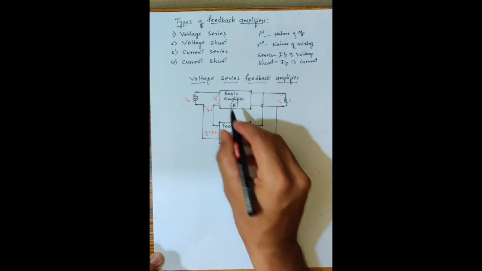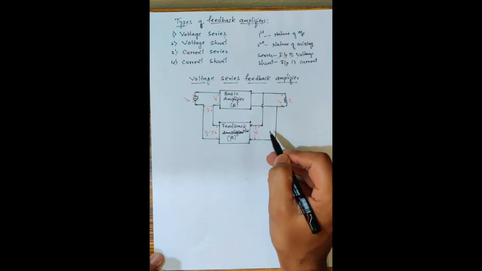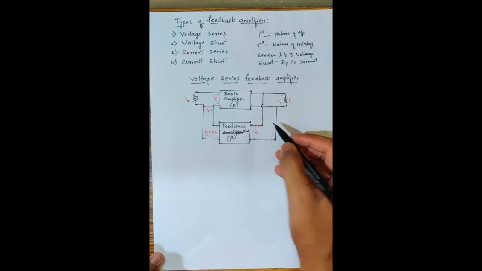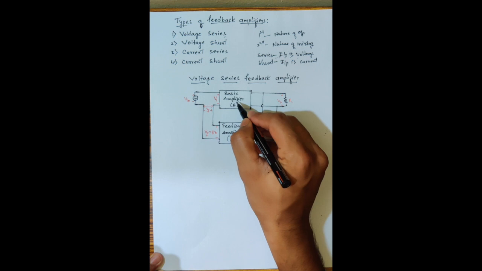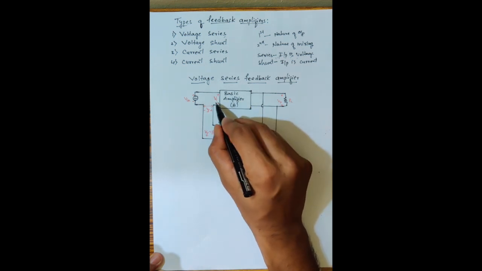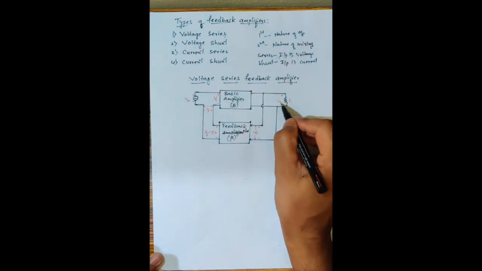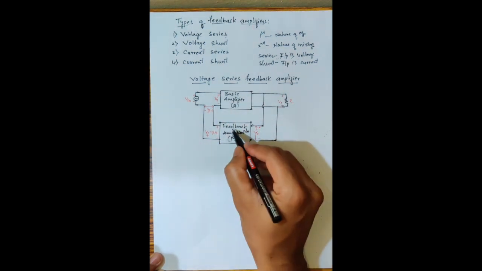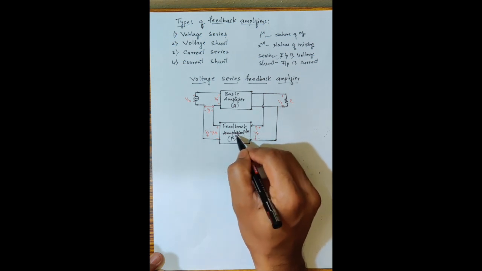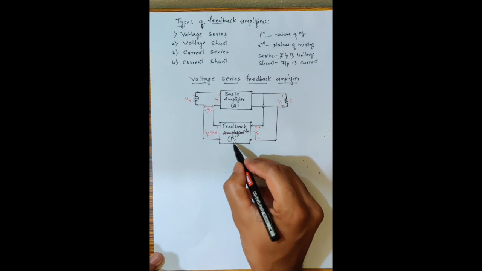So we'll discuss the voltage series feedback amplifier. This is the circuit diagram for the voltage series feedback amplifier. It consists of the basic amplifier. The gain of the basic amplifier is A, the input voltage for the basic amplifier is Vi, and the output of this basic amplifier is V output, V naught here. And it has a feedback network. The gain of the feedback network is beta, or else it can also be called the feedback factor.